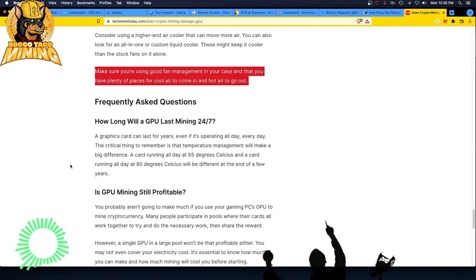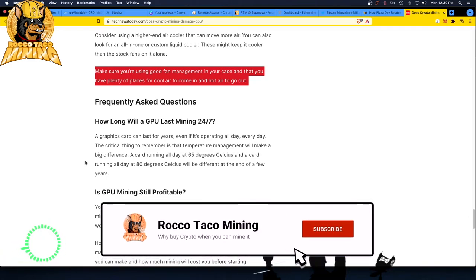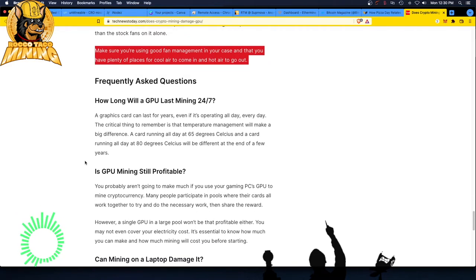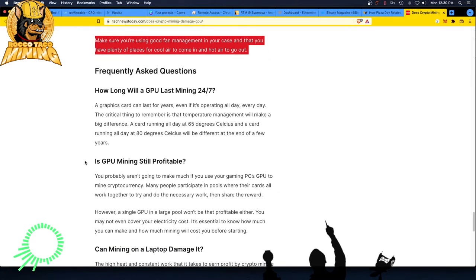So that's pretty much it. Yeah, a graphics card can last for years, even if it's operating all day, every day. The critical thing to remember is that temperature management will make a big difference. A card running all day at 65 degrees Celsius and a card running all day at 80 degrees Celsius will be different at the end of a few years. Well, it's going to be interesting to see how long these 3080 Tis last.